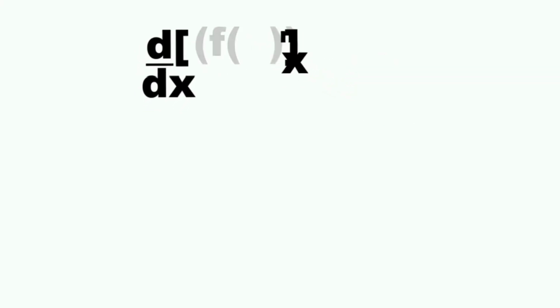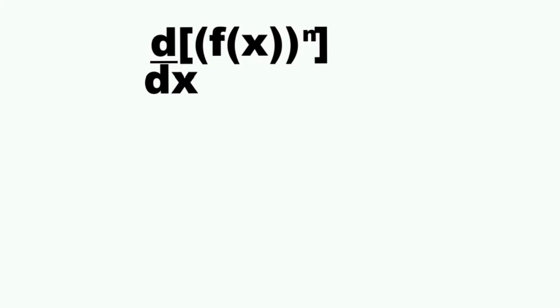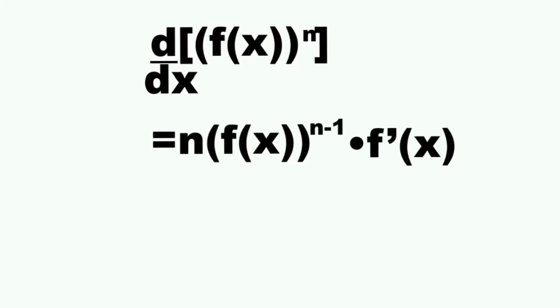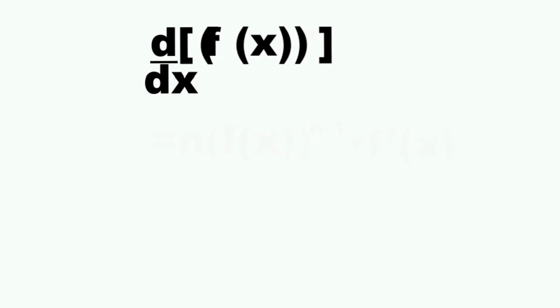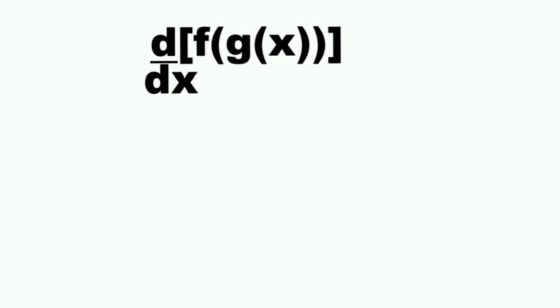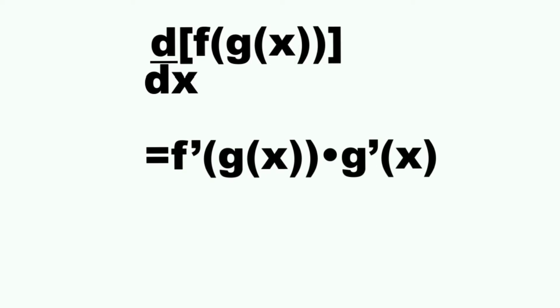For function notation, we have the derivative of the function of x, or f of x, to the power n is equal to n times f of x to the power n minus 1 times the first derivative of f of x, or f prime of x. For the composite function notation, to find the derivative of f of g of x, is equal to the first derivative of f of g of x, or f prime of g of x, times the first derivative of g, or g prime of x.